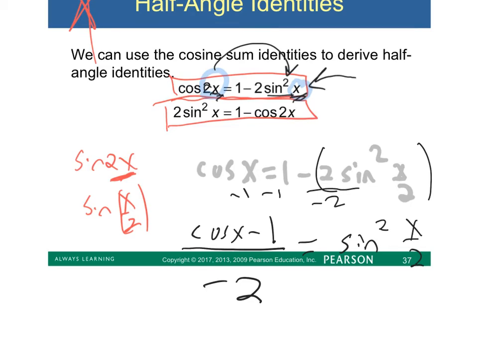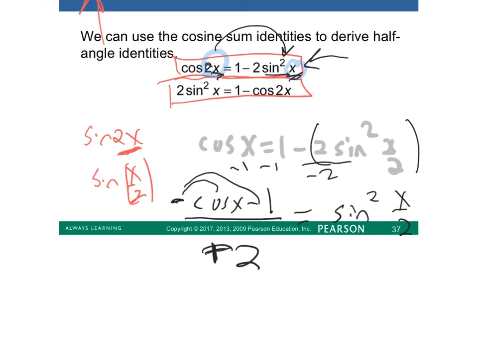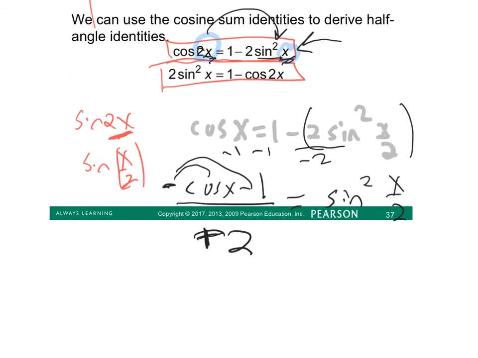Now, that negative is in a bad place. So what I'm going to do is move this negative to the top, and distribute this negative to make this look different, because I don't want you to get in trouble with a square root of a negative 2. So that makes this negative, this positive: 1 minus cosine of x over 2 is now equal to sine squared x over 2.